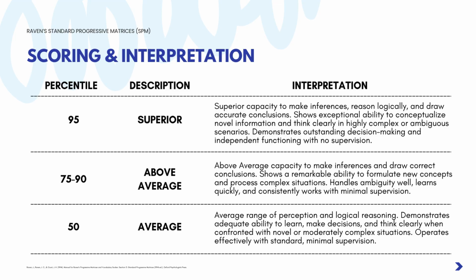Scoring and interpretation. Your SPM results are reported as a percentile, which compares your performance to a large group. If your score is in the 95th percentile, it is classified as superior. This means you have an exceptional ability to think logically and handle highly complex or ambiguous scenarios completely on your own. Scores between the 75th and 90th percentile are above average. This points to a remarkable ability to process complicated situations quickly, learn fast, and work effectively with very little supervision.